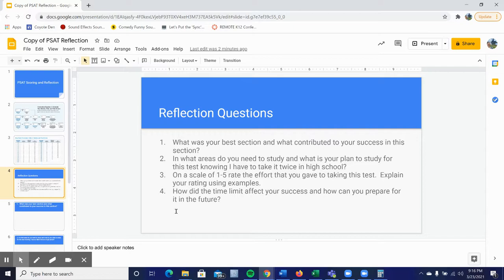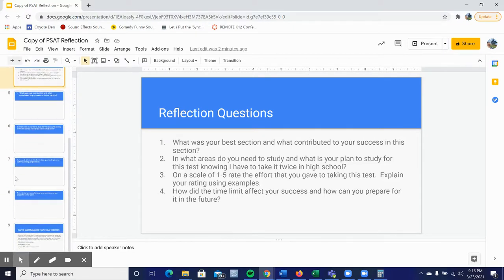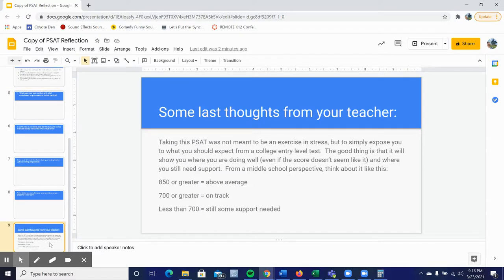Our final reflection question says, how did the time limit affect your success and how can you prepare for it in the future? I know that some students were able to finish their test in the allotted time and some students were not able to. So think about how those time limits affected your ability to answer those questions on the test. Once you have answered your reflection questions on slides 5 through 8, go ahead and proceed to slide number 9.